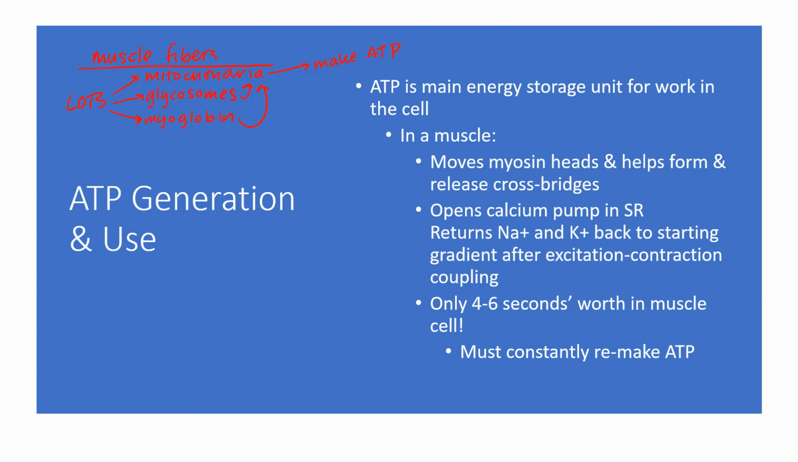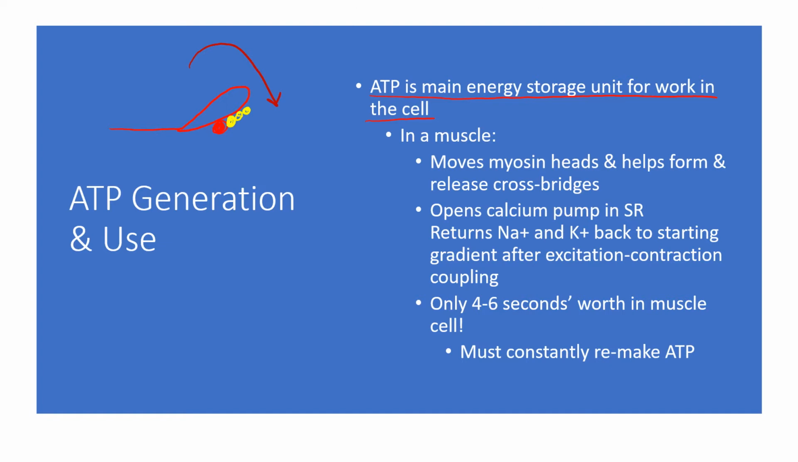So we mentioned ATP is the main energy storage unit to do work in the cell, basically any cell. Specifically in a muscle, you need ATP to move the myosin heads and help form and release cross bridges. So you need ATP to bind. See, there's your myosin head. You need ATP, there's your A and your 3 Ps, to bind to the myosin head to cock it back in a ready position.